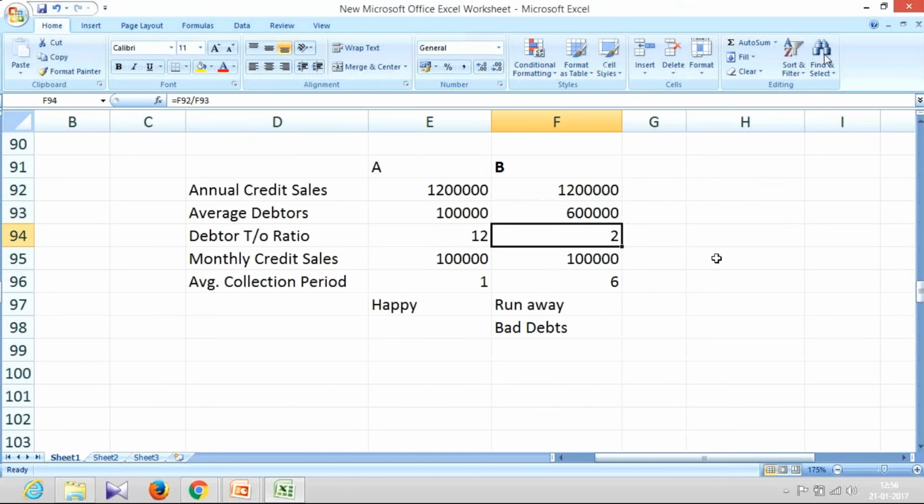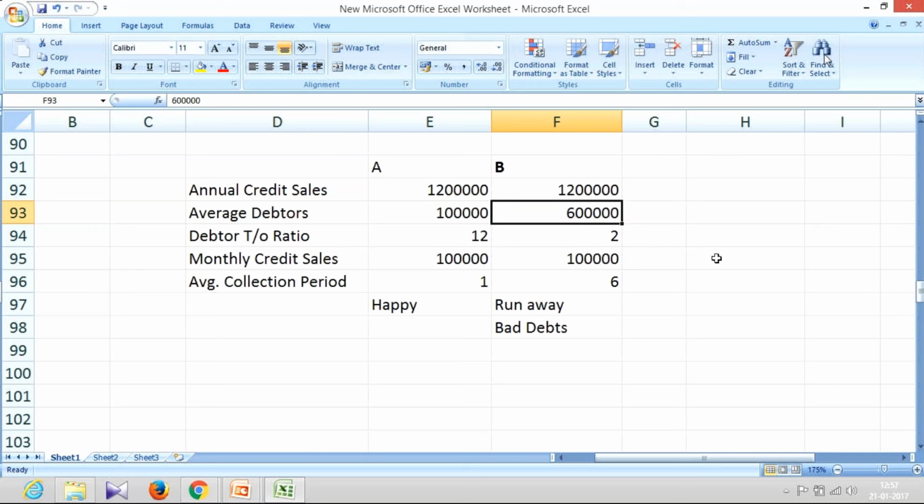It means I can say out of this annual credit sales of 12 lakhs, what is still pending realization is only 1 lakh. It means I have almost realized 11 lakhs. It means I should be happy about it. Whereas here, out of my annual credit sales of 12 lakhs, what is still pending is 6 lakh. It means I am yet to realize another 6 lakh. So a higher ratio indicates you are doing good, you are collecting your money faster, whereas a lower ratio indicates there is a stagnation, there is a delay.